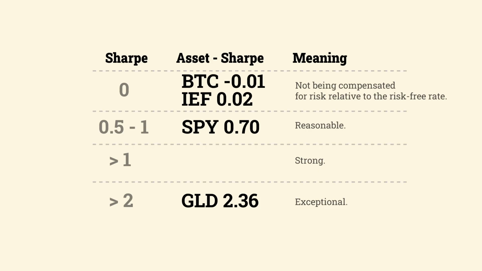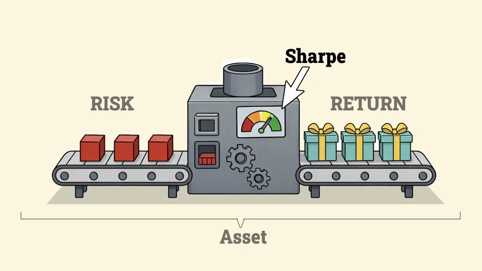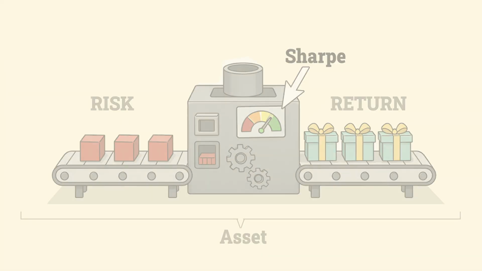Bitcoin, with a slightly negative Sharpe, tells the opposite story. Over this window, investors were not compensated for the volatility they endured. Returns simply didn't justify the instability. And that's the main point. Sharpe doesn't tell us which asset is best or better. It tells us which asset was most efficient at converting risk into return during this specific period.